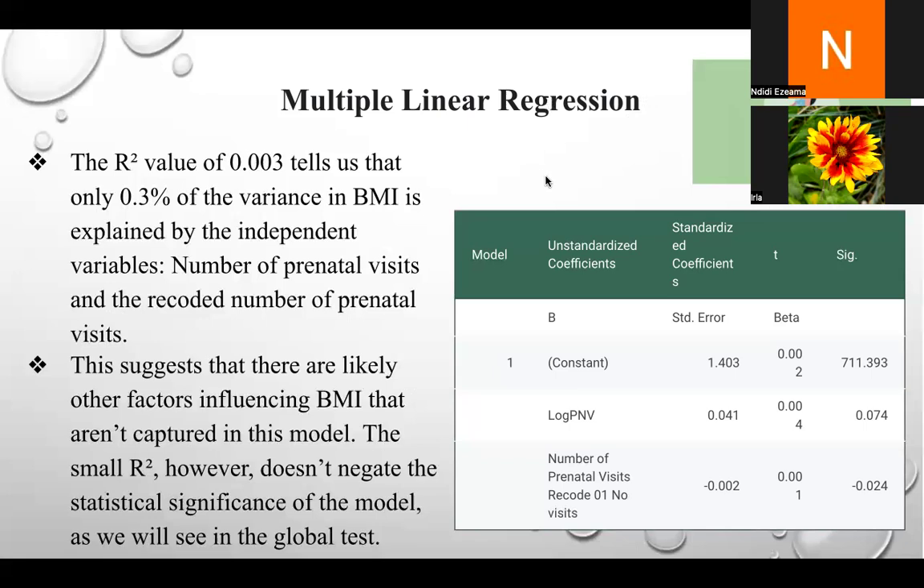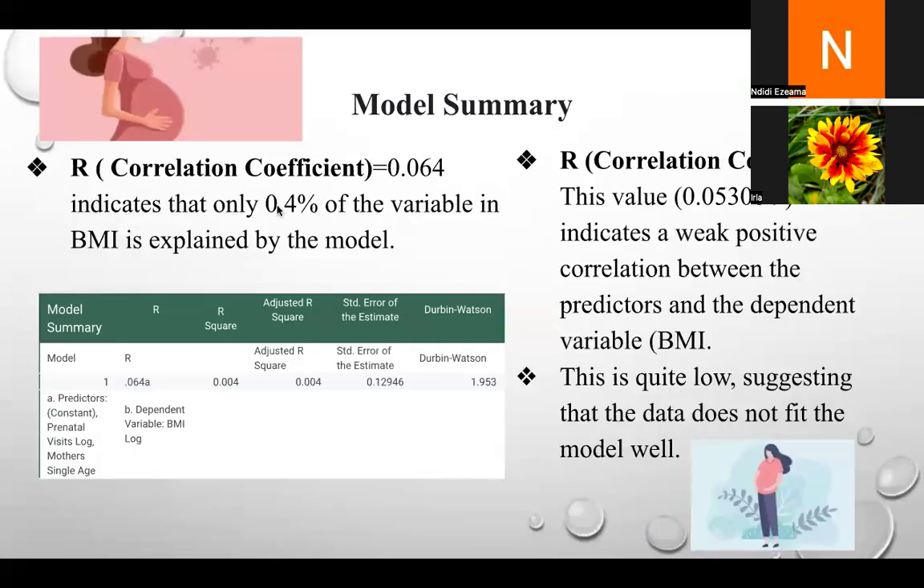For the second variable, the number of prenatal visits recoded, we see a very small negative coefficient of minus 0.002, and this suggests that there's a minimal negative relationship. And again, the p-value is not significant, showing that there's no meaningful influence of having no prenatal visits on BMI in this data set. Although this model provides some insights, it points to the need for a broader investigation and other variables to better understand the full picture of how the BMI is influenced during pregnancy.